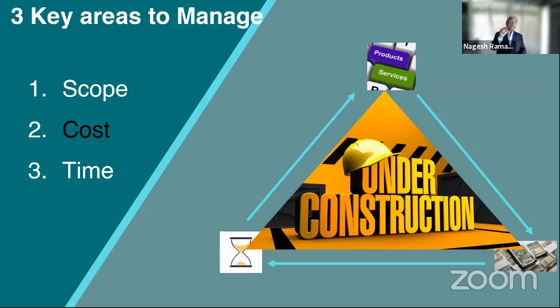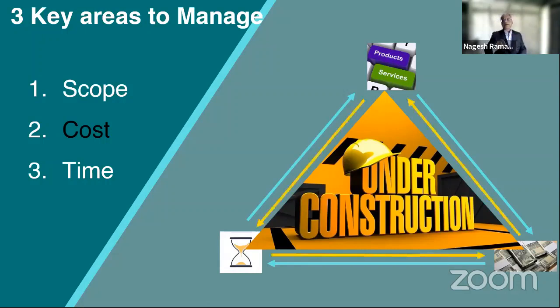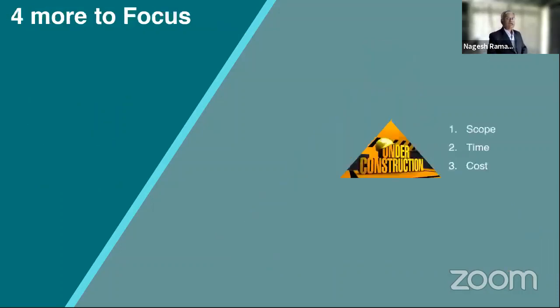Either we have to see that we adhere to this triangle, or if there is a change, we manage those changes. The reverse is also possible, which I just now said, that scope, cost, time, or the other way around. Both are possible. This is what we have to keep in mind.